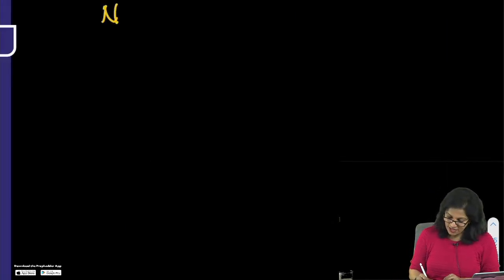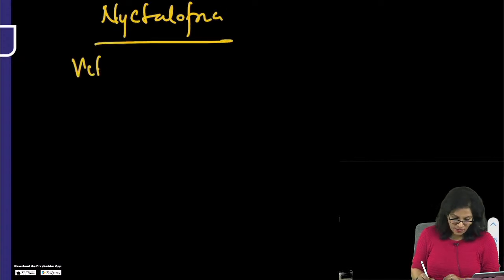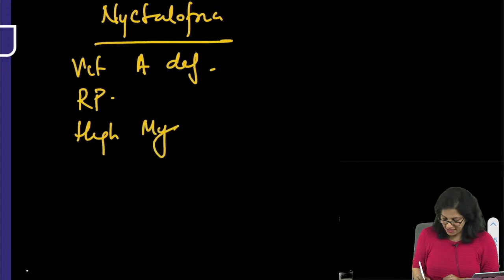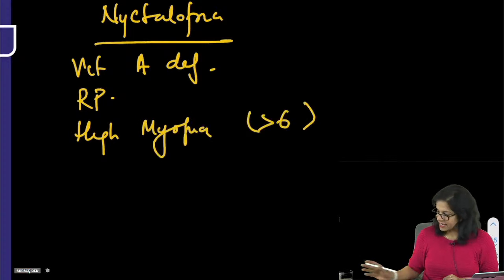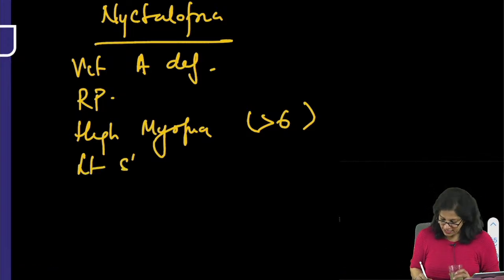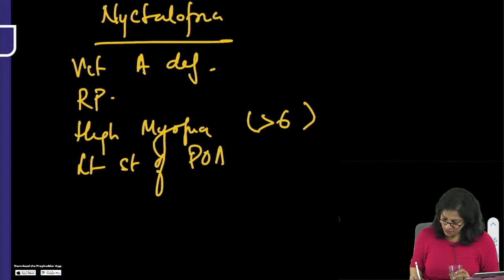Yes, I remember why I kept these pages was to discuss with you what are the causes of nyctalopia. So very quickly, this is vitamin A deficiency, number 1. Then don't forget retinitis pigmentosa. High myopia. What is high myopia? Any myopia of more than 6 is high myopia. And what is the next after this? Late stage of primary open angle glaucoma.